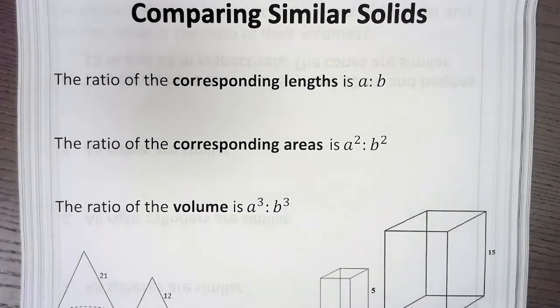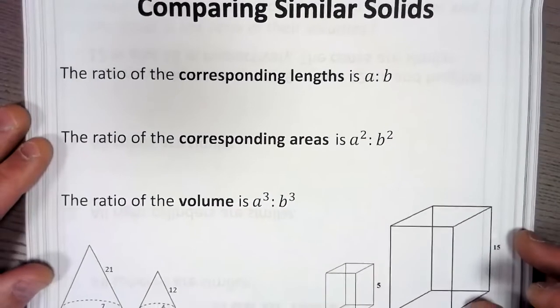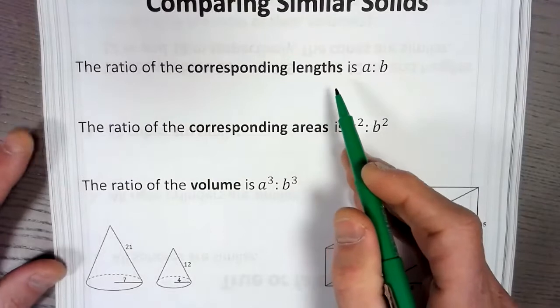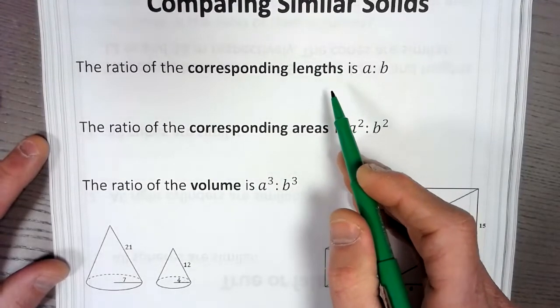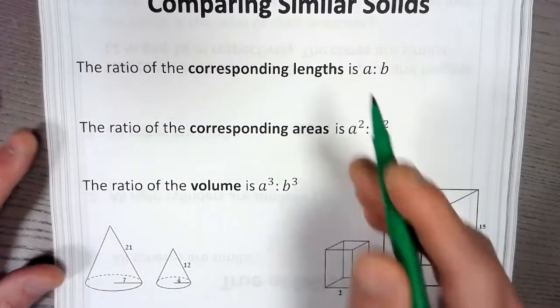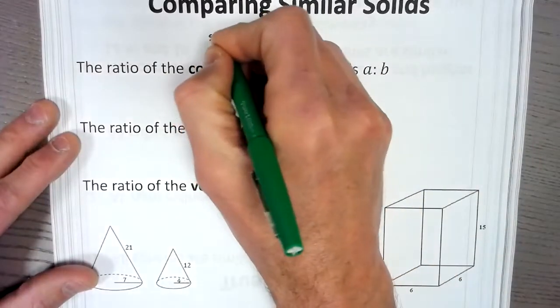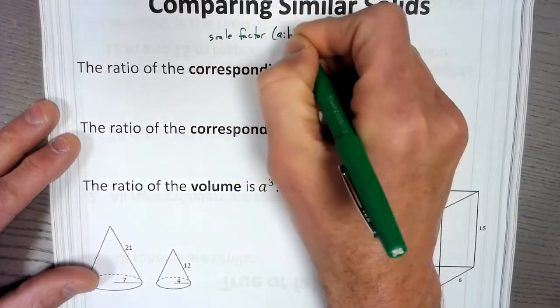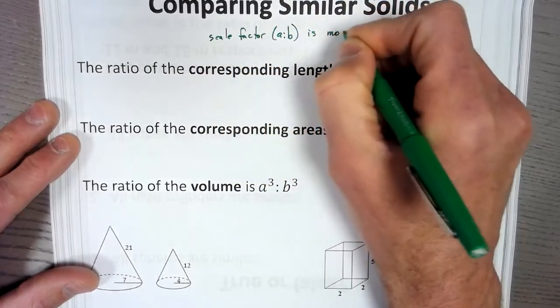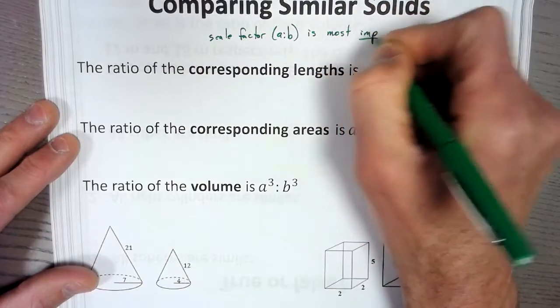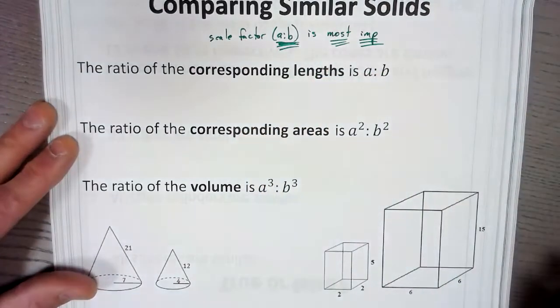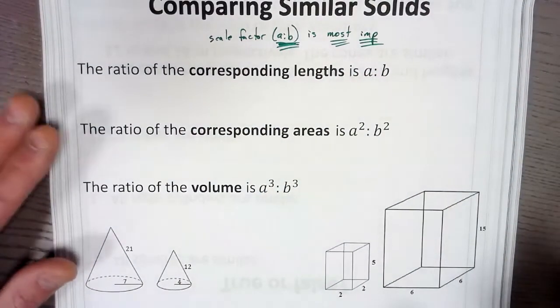So first slide, we're going to be comparing similar solids. You may have taken notes on this already. If so, great. If not, please follow along. The ratio of the corresponding lengths is A to B. So the scale factor, which is A to B, is the most important part. Starting off with a known scale factor of A to B is really going to help us out a ton.